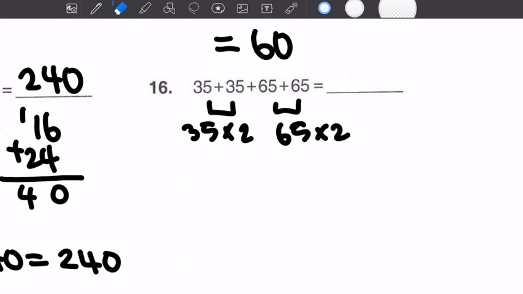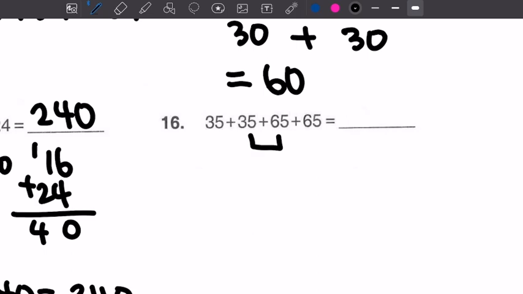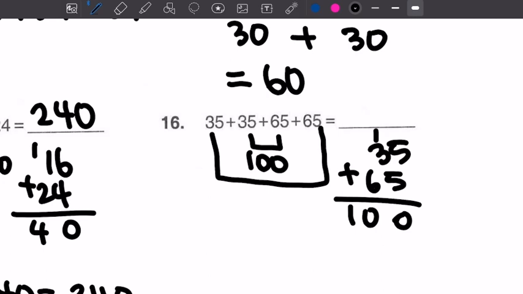Now, if you guys know multiplication, that is one strategy. But if you guys don't know multiplication yet, then here's another strategy. If we look at 35 plus 65, 35 plus 65 is equal to 100. And 35 plus 65 here is also equal to 100. So we do 100 plus 100 equals 200.